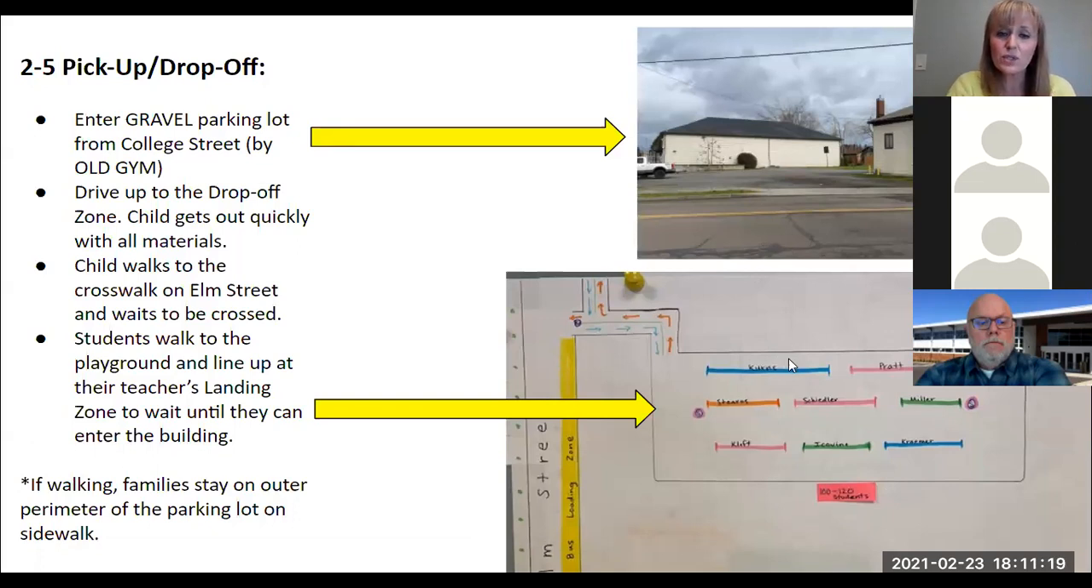The difference for 2nd through 5th is they don't line up in their teachers' landing zones in the front of the building, but they walk to the back of the building. So the diagram at the bottom is just showing that under the covered area is where they will be lining up, and then they will be going into their separate entrances as well. So we're just spacing everyone out so that we have less cross-contamination of different grade levels, and they're really staying in their different zones.